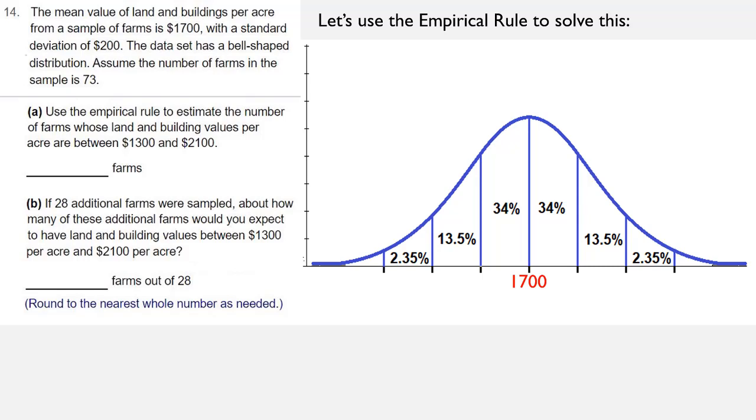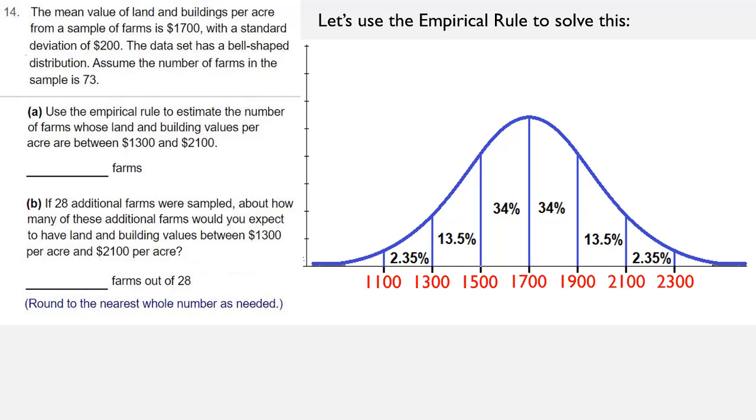Since the standard deviation is $200, we'll add and subtract $200 from the 1,700 and get 1,500 and 1,900. We add and subtract 200 again and get 1,300 and 2,100. Add and subtract 200 again, we get 1,100 and 2,300.